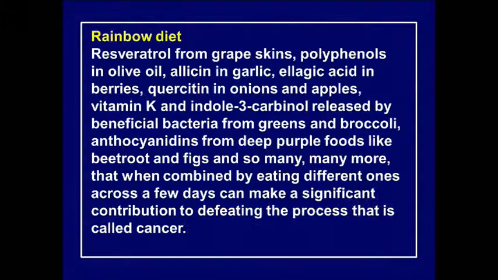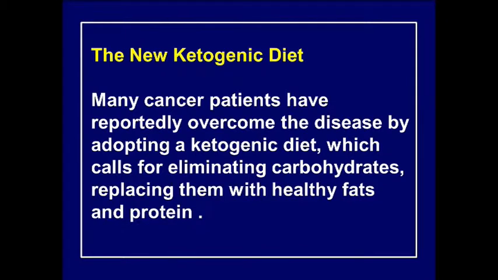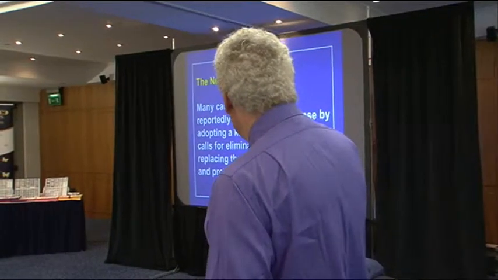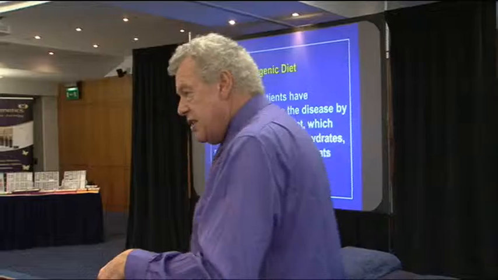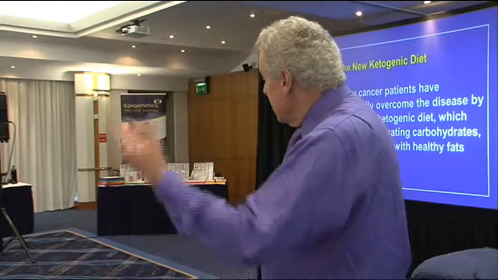Just to finish off, on diets, the only one worth talking about really is the ketogenic diet, which is the one to keep the sugar levels down. Many cancer patients are reportedly overcoming the disease by adopting the ketogenic diet, which calls for eliminating carbohydrates and replacing them with healthy fats and proteins. This is so you can put your energy pathway straight into the Krebs cycle and starve the cancer cell. Remember, the cancer cell is anaerobic, so you don't give it any glucose because that's all it can eat.